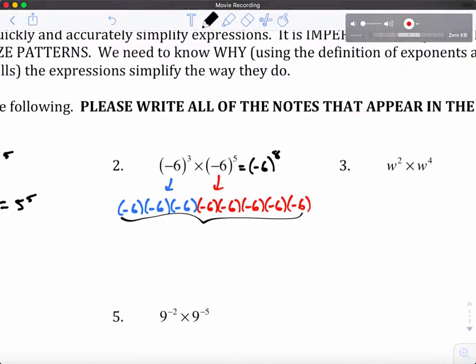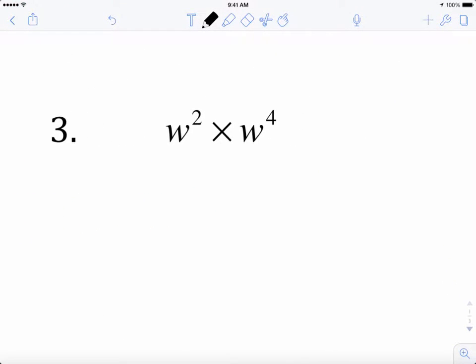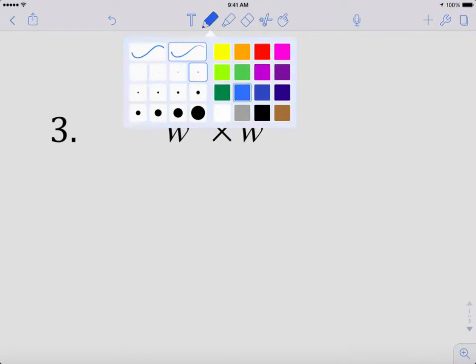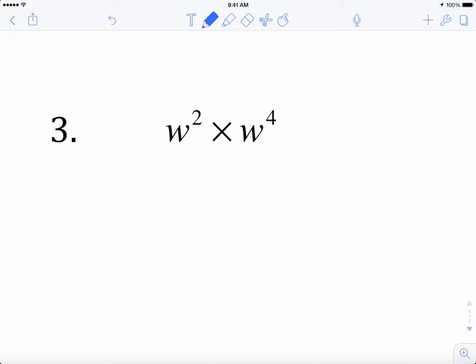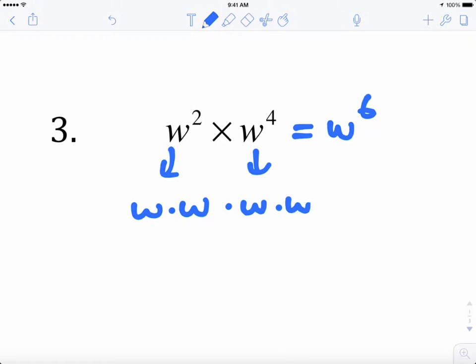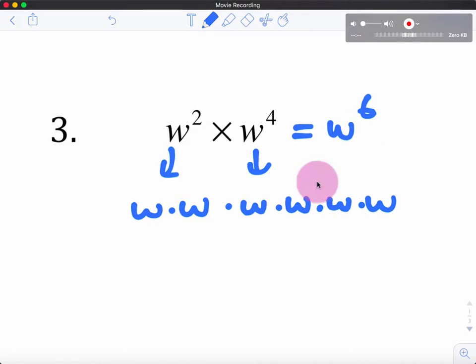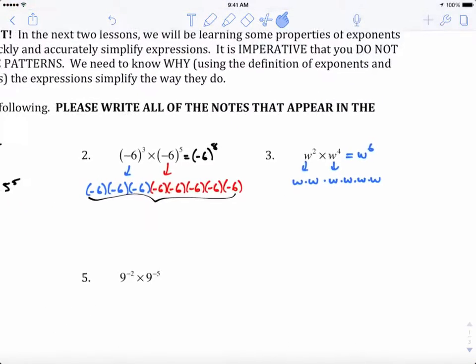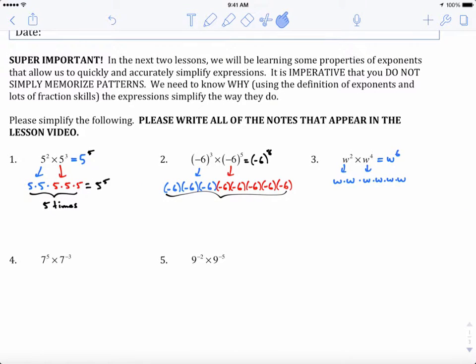All right, so in our third example, we're dealing with a variable, but nothing new. Perhaps you can predict that our product in this case will be w to the 6th power. Why? Well, because w squared means w times w, and w to the 4th means w times w times w times w. No surprise that we end up with 6 w's being multiplied by one another, hence w to the 6th power. So that's our first property of exponents that I want to explore.